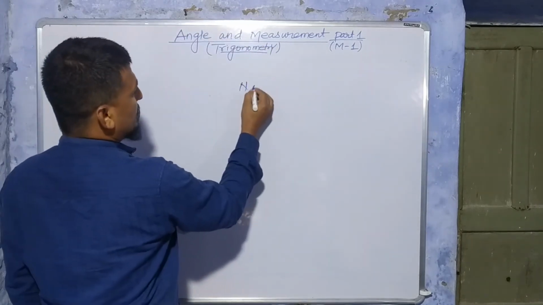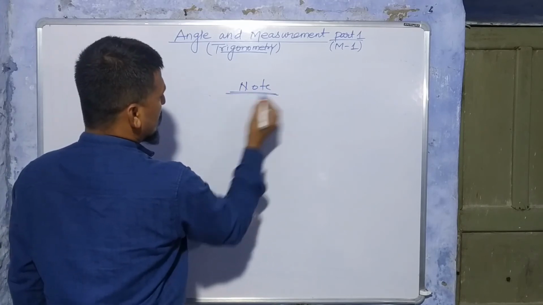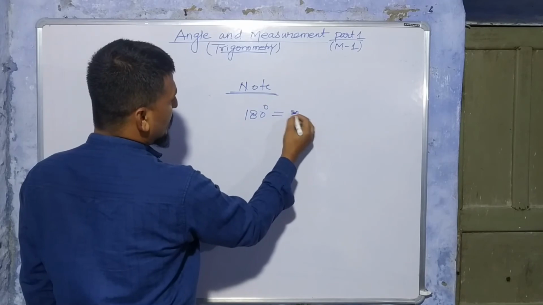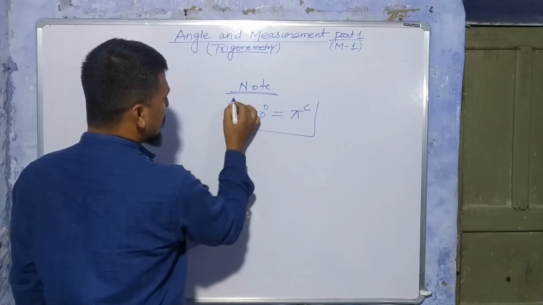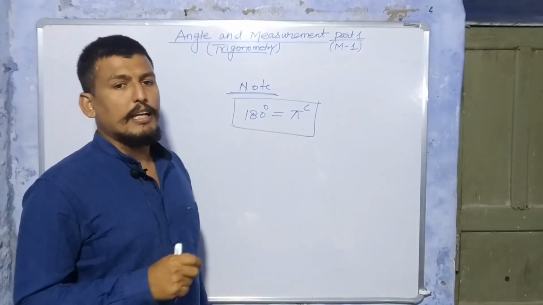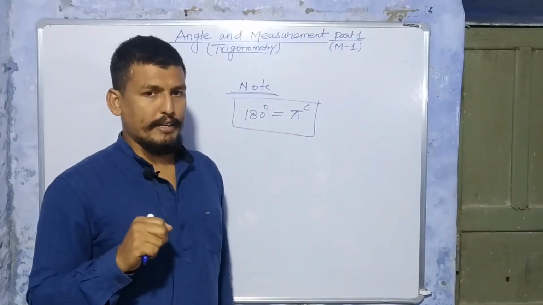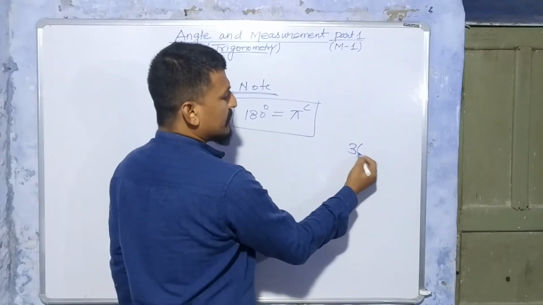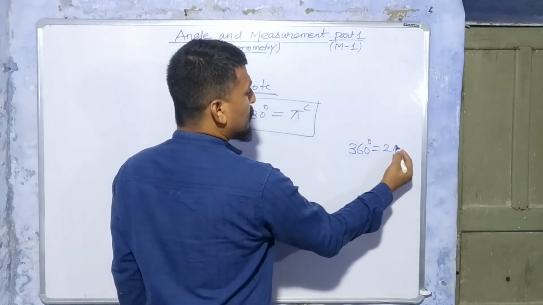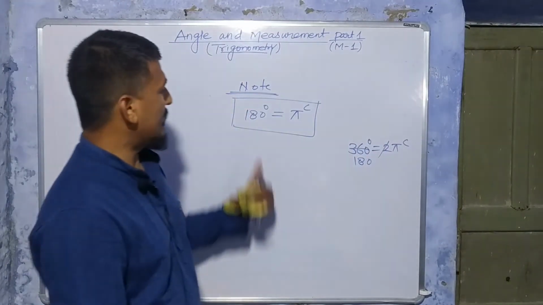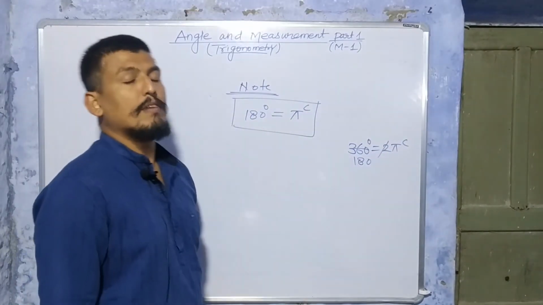See, note, 180 degree is equivalent to pi radian, or one complete angle is 2 pi radian. One complete angle is what? 360 degree. 360 degree is equivalent to 2 pi radian. This can be cancelled to give 180. So I am writing 180 degree is equivalent to pi radian.